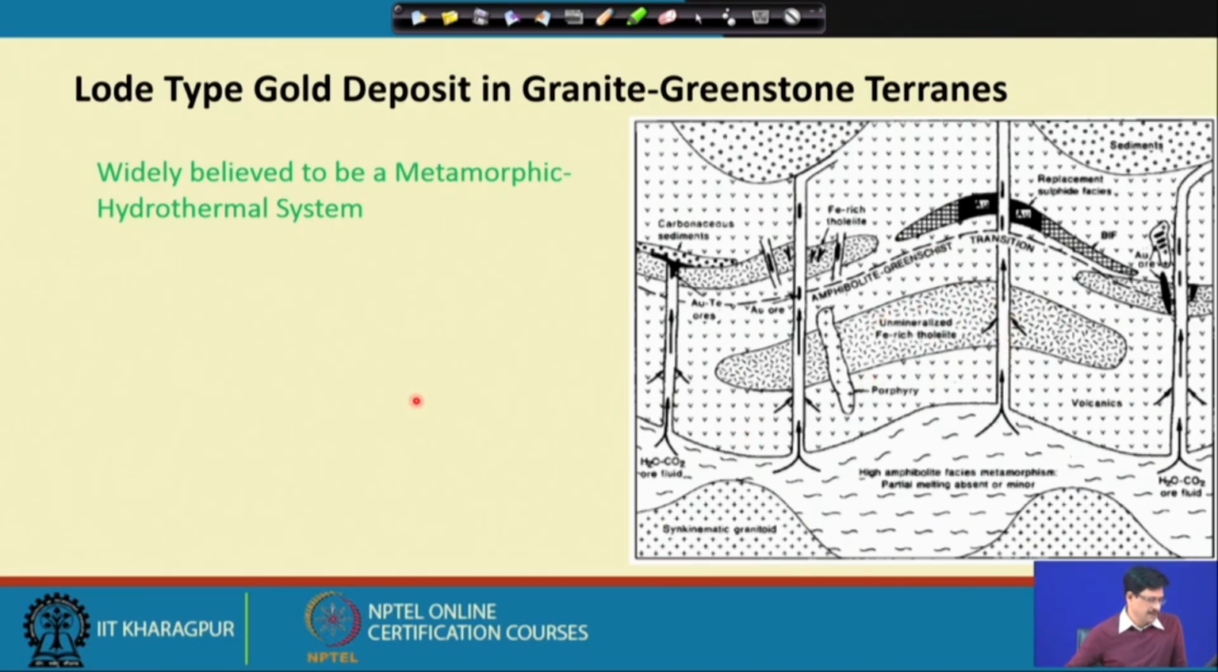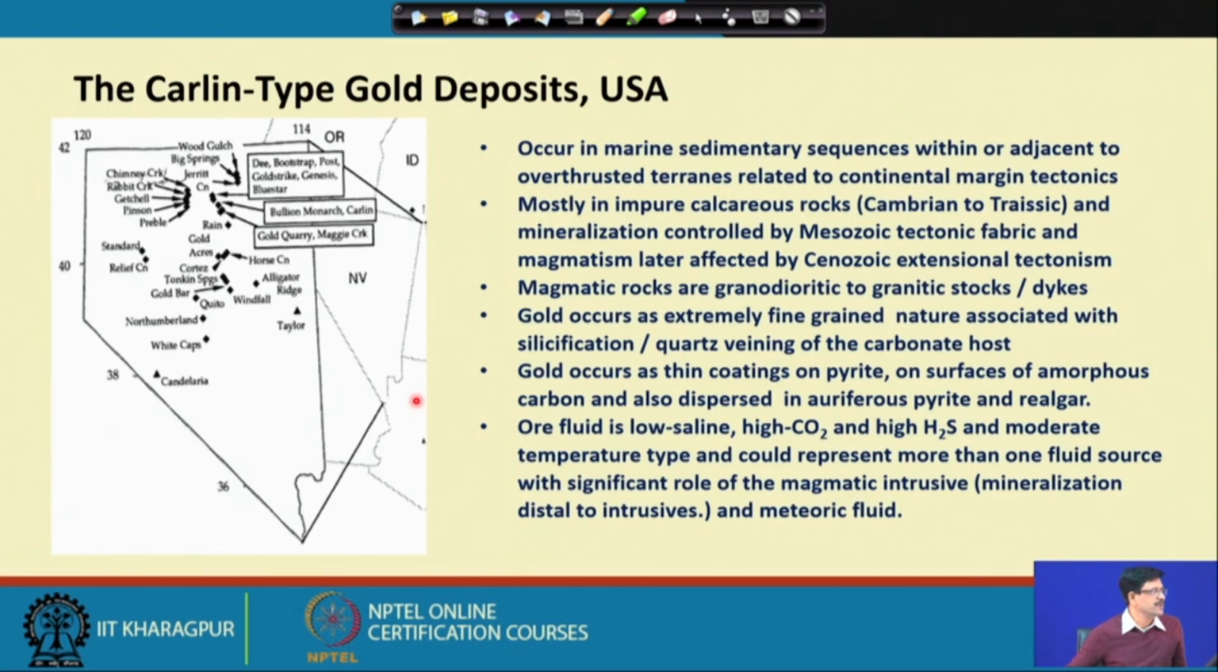So now I will switch over to a new class of deposit, which is also a very important source of gold. These are the Carlin type gold deposits, and here there is a map of the western United States, of the state of Nevada, which has been magnified here. So these deposits, we could see, are a classic gold belt in the Western American Cordillera.